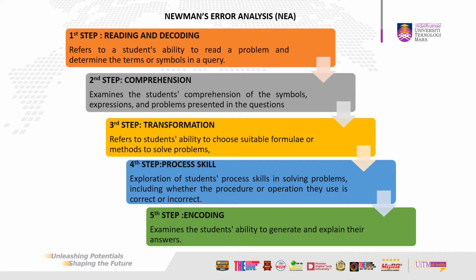Third step, transformation. We refer to students' ability to choose a suitable formula or method to solve problems. Fourth step, process skill. We explore the student's process skills in solving problems, including whether the procedure or operation they use is correct or incorrect. And the last step is encoding. We examine the student's ability to generate and explain their answer.